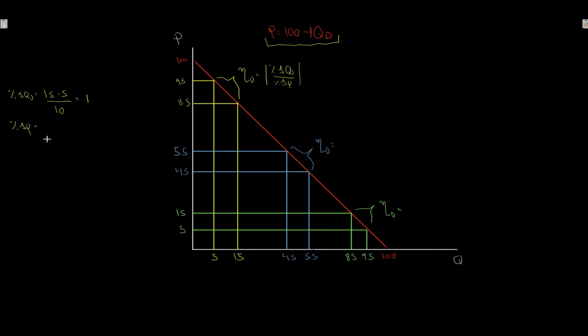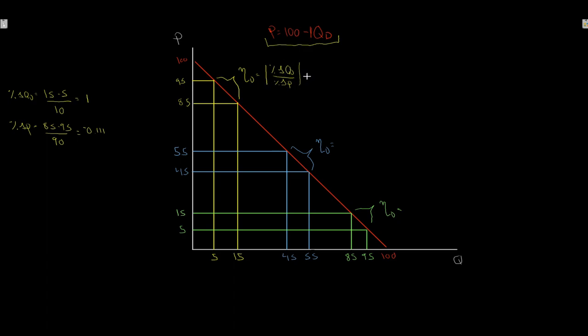Percent change in price, what do I have there? Well, I did 15 to 5, so that would be 85 to 95. What do I have altogether? 85 and 95 gives me 180. 180 divided by 2 gives me 90, so my average would be 90. What do I get? Negative 10 over 90, that'd be negative 0.111 repeating, so 1 over 9 if you were to express it in fractional form.